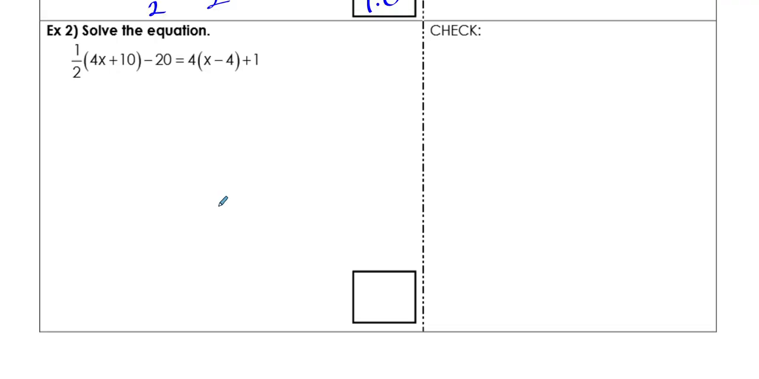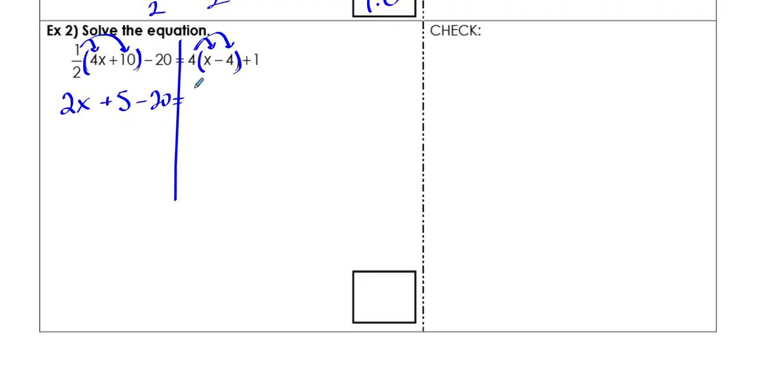Alright, second example, I see that I could distribute on both sides. I have a number outside the parentheses here, and a number outside the parentheses there. So I'm going to distribute on this side, and I'm going to distribute on that side. 1/2 times 4 is 2. 1/2 times 10 is 5. Minus 20 is going to come down.